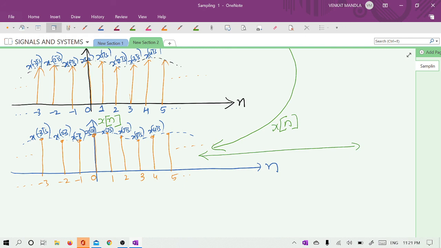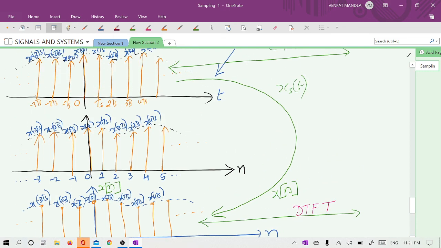And this is my interest. What do I have to do here? This is not x of t. It is not in continuous time. This is in discrete time, x of n. So we have to find the DTFT. This is important.